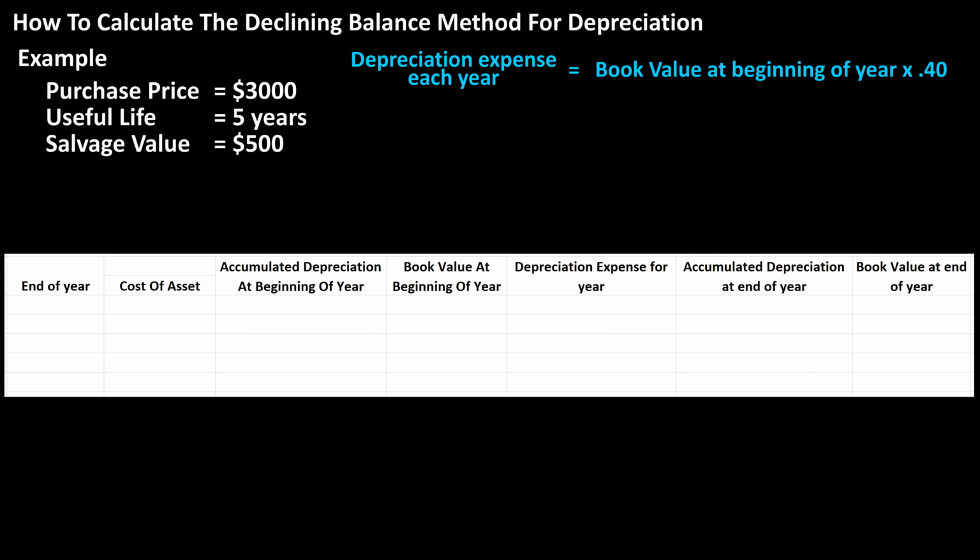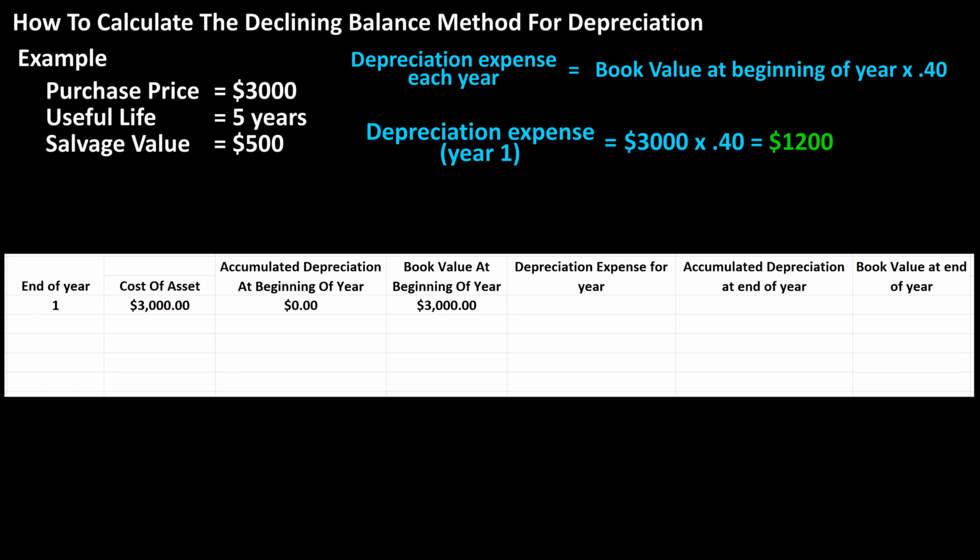We start with end of year 1, and for column 2, cost of asset, this will always be the original cost of the asset, so we can put $3,000 in there. The accumulated depreciation at the beginning of year 1 will be $0, and the book value at the beginning of year 1 will be the $3,000 cost of the asset. For the depreciation expense for year 1, we use our formula of depreciation expense each year equals the book value of the equipment or asset at the beginning of the year times the depreciation rate of 40%, or 0.40. Plugging in, we have $3,000 times 0.40, and this calculates to $1,200. So we put that in the expense column.